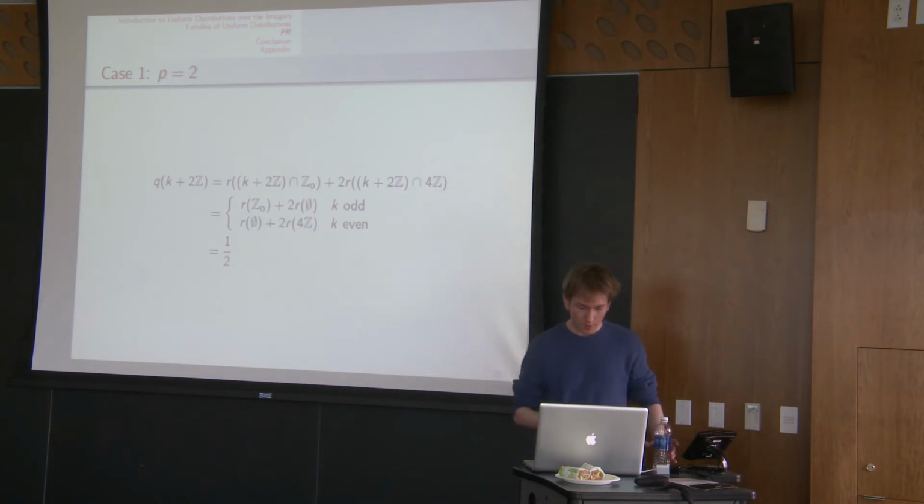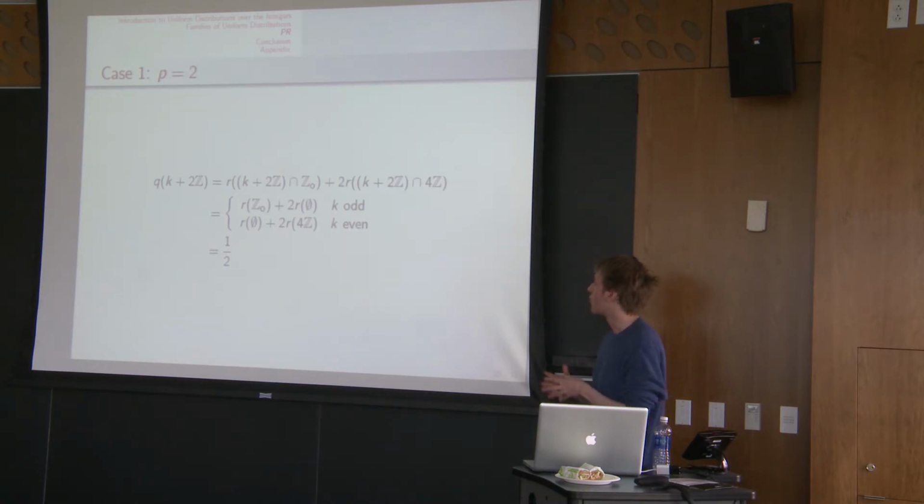In the case that the prime is 2, let's plug in a residue class mod 2 and show that it equals 1 half. That's 1 over P for P equals 2. We break it into two cases, depending on the parity of the shift. If the shift is odd, then we get the odds. We intersect it with the odds, we get the odds back. We intersect it with the multiples of 4, we get the empty set. We sum that up and get 1 half. If the shift is even, then we get the even numbers. Intersected with the odds, that's empty, and intersected with the multiples of 4, that's the multiples of 4. Then we again get 1 half.